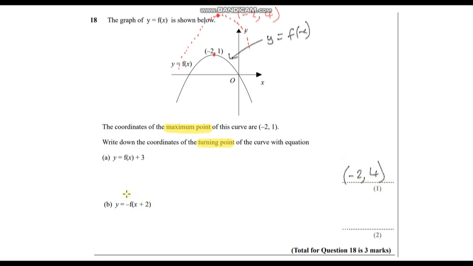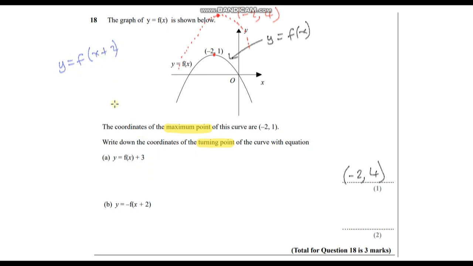Now we have to work out the turning point of this equation. So let's do it in 2 steps. So the first part, I'm just going to focus on what's in the brackets. So in blue, I'm going to plot the graph of the equation y equals f of x plus 2. So I'm not worrying about the negative. I'll deal with that at the end. Let's plot this graph first.